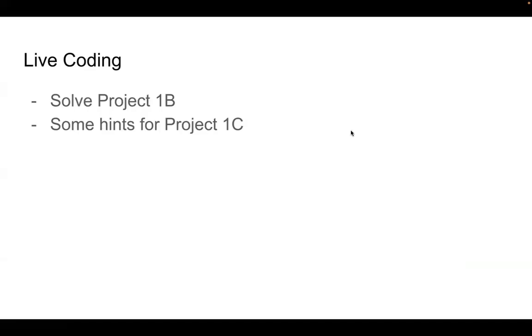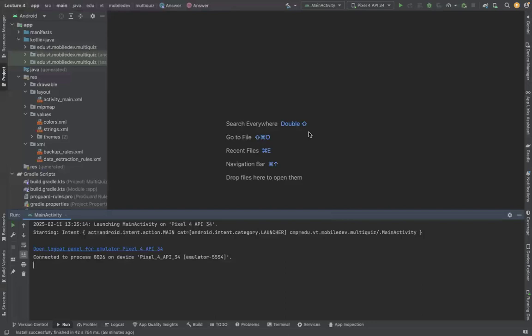Let's finish project 1B. I think if some things have not been clear as I do live coding step by step, I think things are going to get clear as I describe more as I'm coding. Any questions before I go into project 1B to finish the project 1B? Any questions?